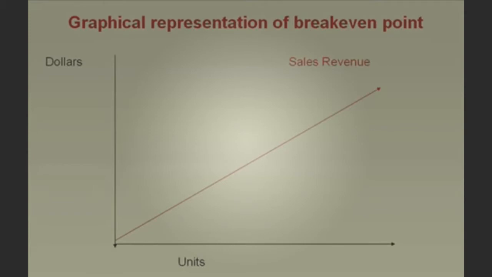How would the total cost line look like? It'll look like this. Remember, total cost has variable cost and fixed cost. So even when you don't do anything, you have fixed cost. That's why it starts high up. Then as you make and sell more, the costs go up.